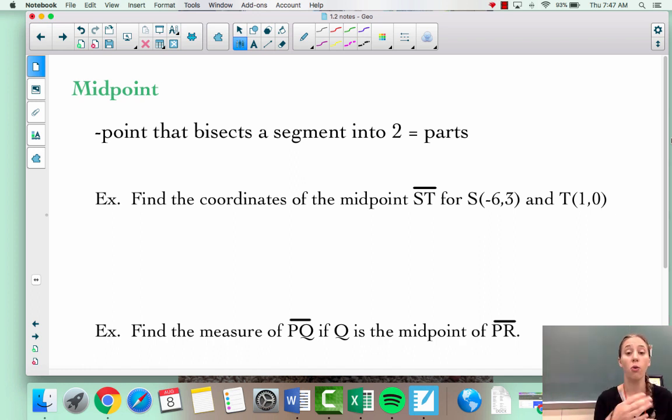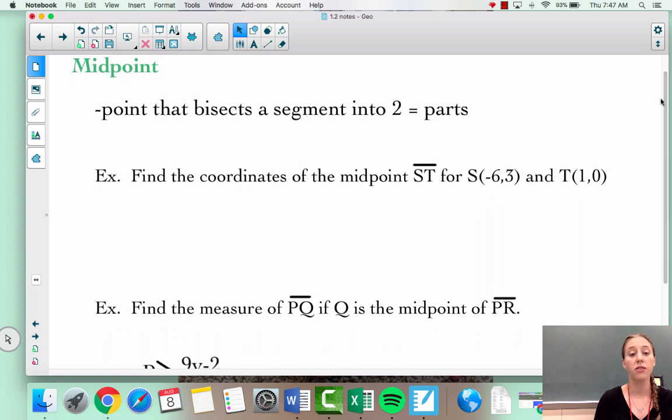You can use the midpoint to find a missing endpoint. There's lots of things you can do. And on a number line, you could think of it being right in the middle. Okay, so we're going to just go through some examples using midpoint, and then that'll be it for today. The first example says, find the coordinates of the midpoint ST, if the point S is negative 6, 3, and the point T is 1, 0.